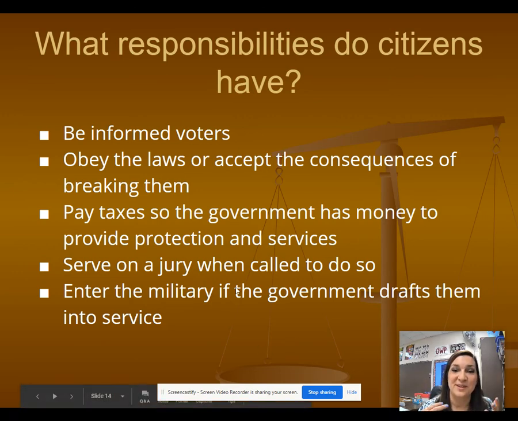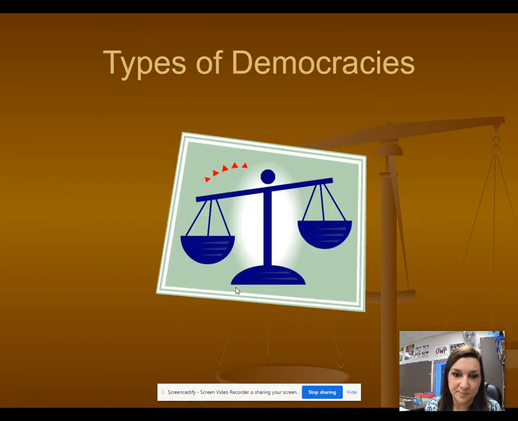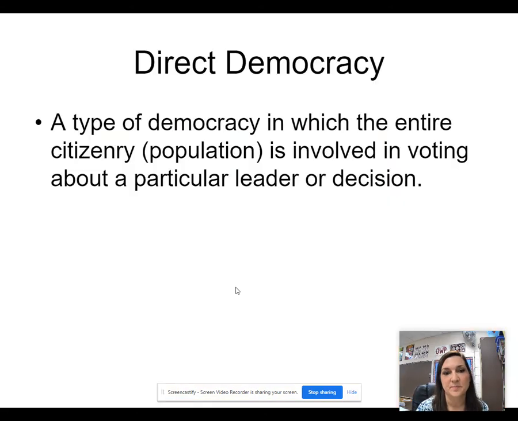Now, that doesn't mean you have to join the military, those are in times of crisis. So this is not something that you will be tested over necessarily, but just some good information to know that there's more than one type of democracy.